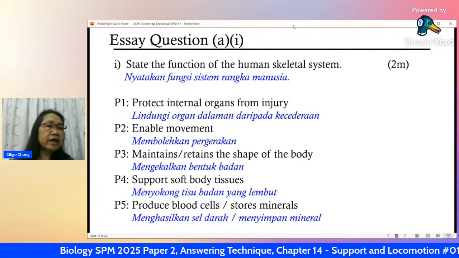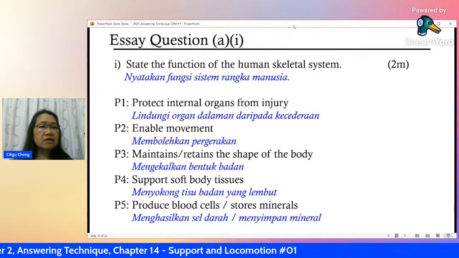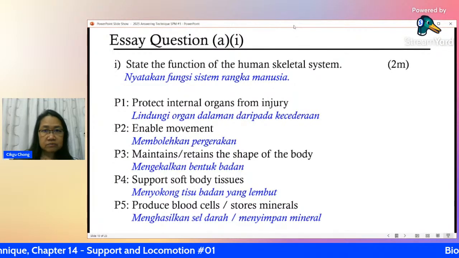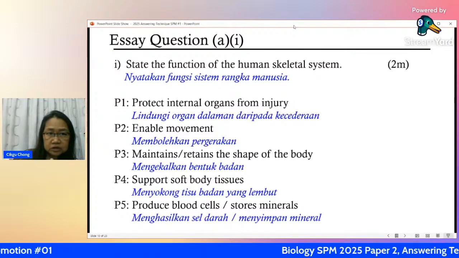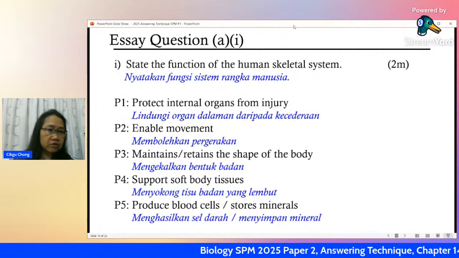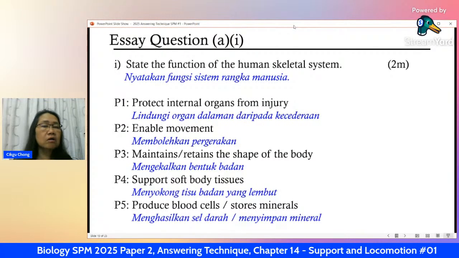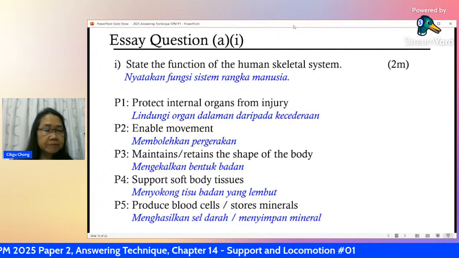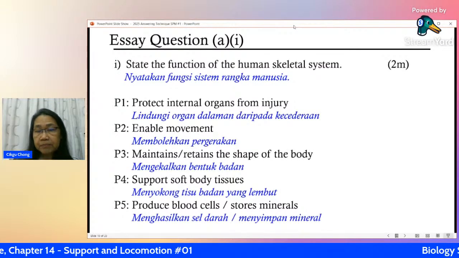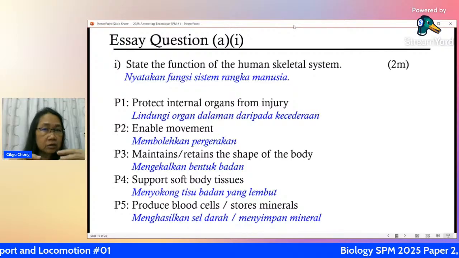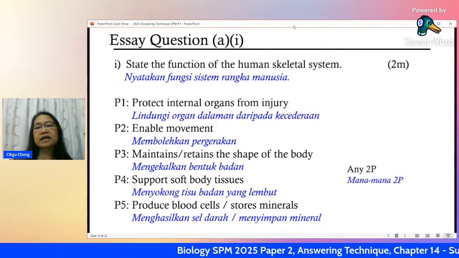If you ever do get asked a question on the function of the skeletal system for human, all these can be used. Even if it's not for human, then you use 3 and 4. Maintaining the shape is important for all animals, right? It doesn't have to be human. Even for the hydrostatic skeletal system, because of the water pressure inside the body, it maintains the shape of the body. Okay, next, so any 2.